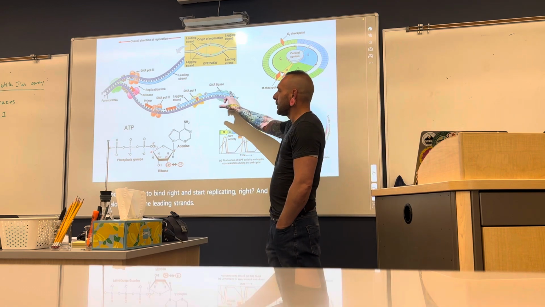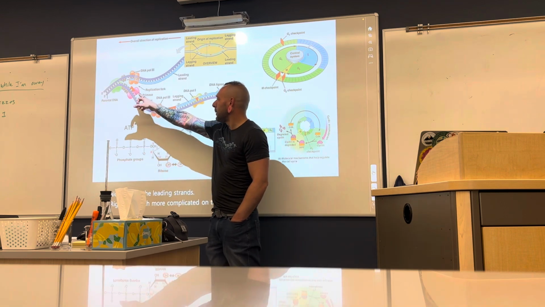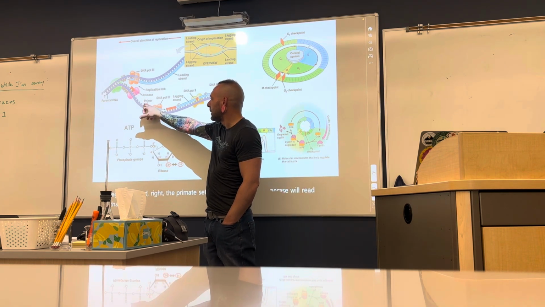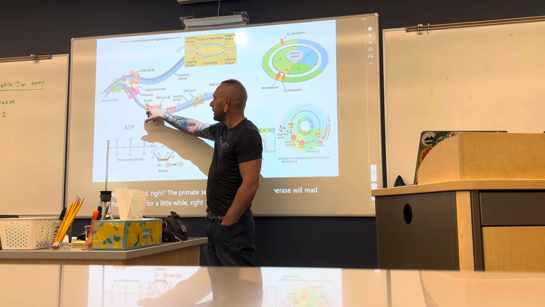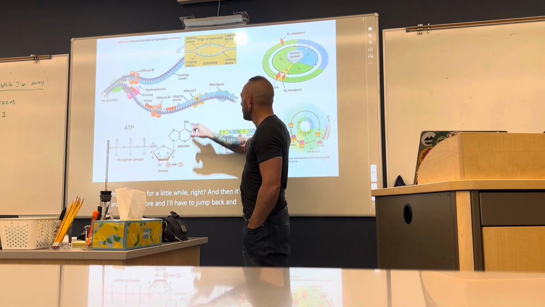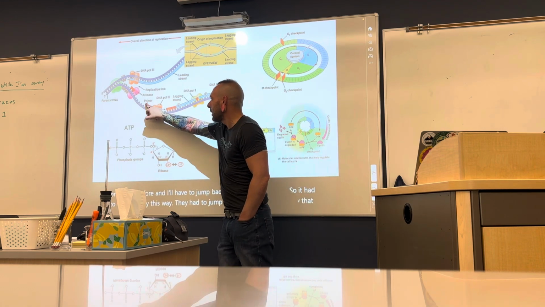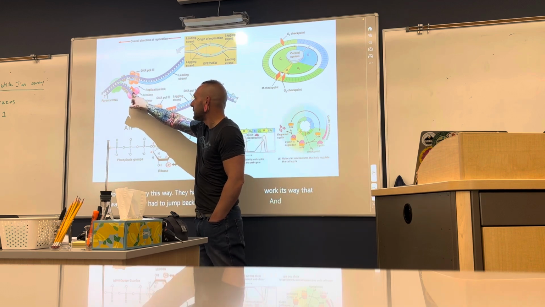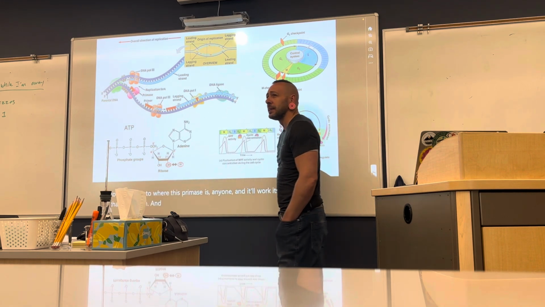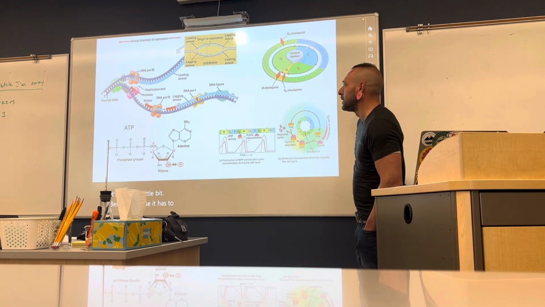It's much more complicated on the lagging strand. Because on the lagging strand, the primase sets the primer. DNA polymerase will read that direction for a little while, and then it'll run into the one that it produced before, and it'll have to jump back and do it again. So it works its way this way, jumps back to where the primase is setting another primer, and works up to that, and so on and so forth. That's why it's called the lagging strand. It's always a little bit behind because it has to move in the opposite direction.